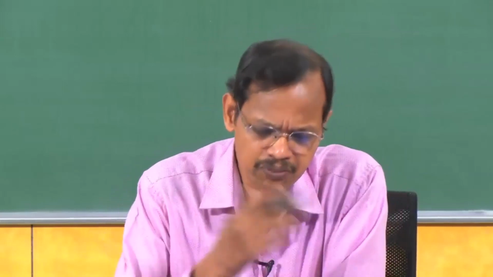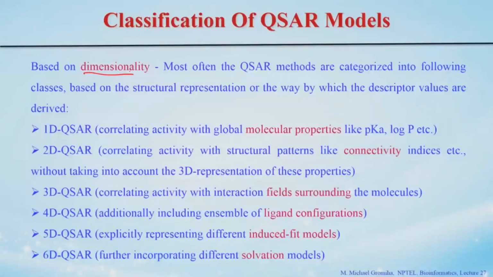So, we need to relate this with computational models, right. In this case we can have various types of QSAR models based on dimensionality. You can see 1D QSAR, 2D QSAR, 3D QSAR and so on, right. In the 1D QSAR, we can correlate with some of the global properties of these molecules. For example, you can see the pKa, we get only one value, or the logP or different properties. So, here we get only one value, so it is one dimensional. This is called the 1D QSAR.